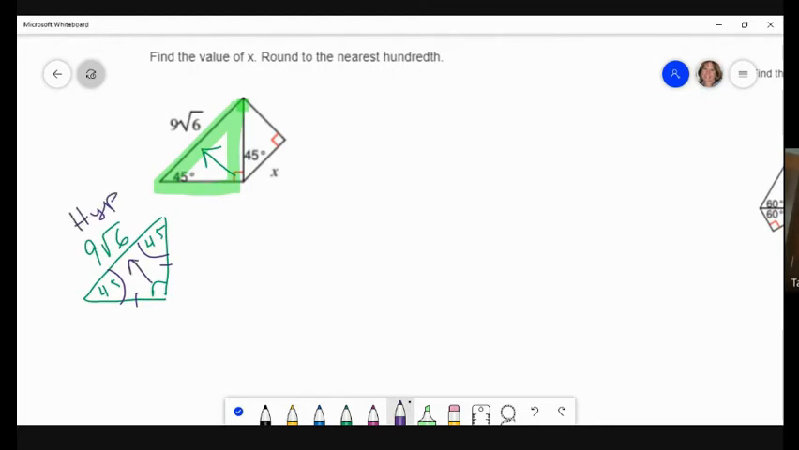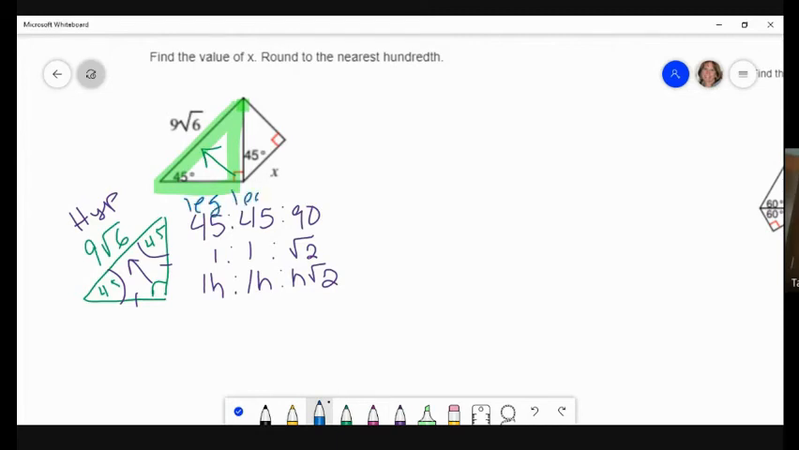So now it gets to be fun, right? It is fun. It's actually not bad. All right. So 45, 45, 90. And our ratios are 1, 1, square root 2. And that is 1h, 1h, and h square root 2. All right. And again, they gave us our hypotenuse. So we want to remember that these are always going to be the leg, the leg, and then hypotenuse. And that's what they gave us here. So that's going to go here.